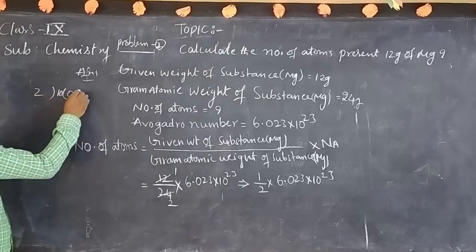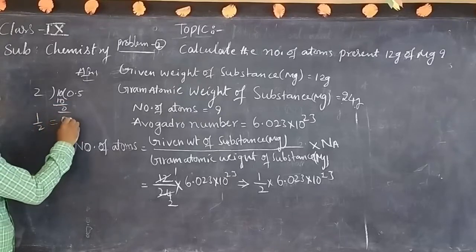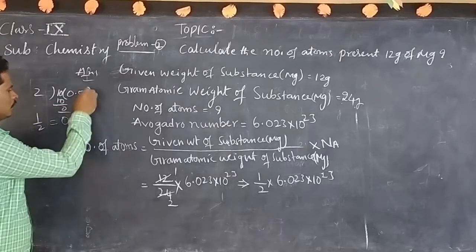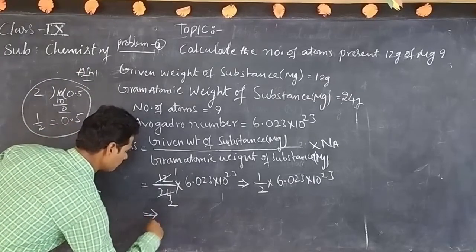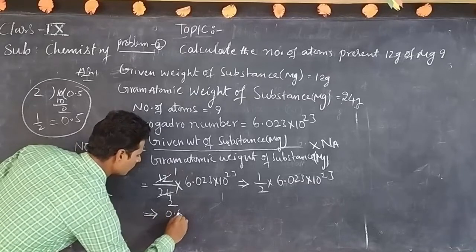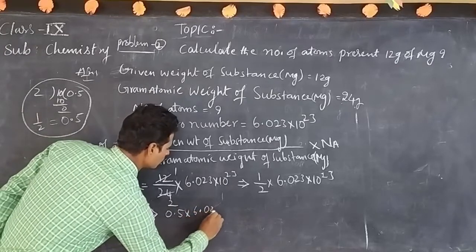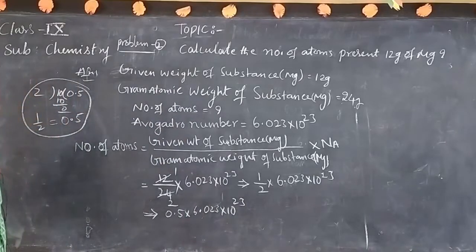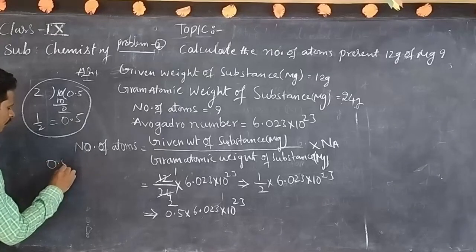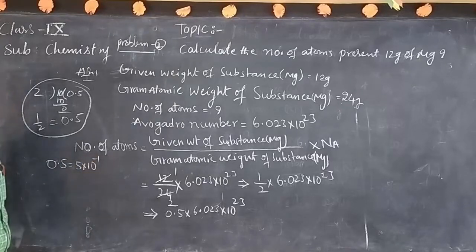Now 2 into 5, 2 5s are 10. That means 1 by 2 equals how much? 0.5. So 1 by 2 value is 0.5. Now we should write 0.5 into 6.023 into 10 to the power 23. But we know 0.5, how should we write? This one we should write as 5 into 10 to the power minus 1.